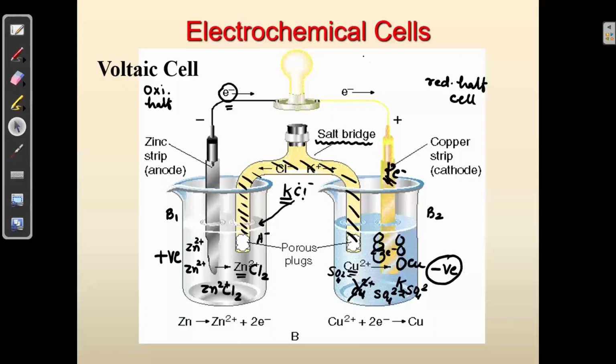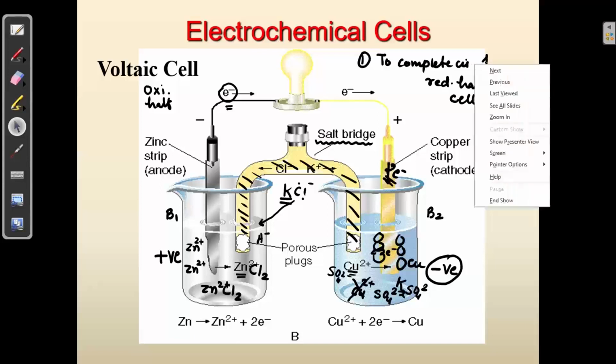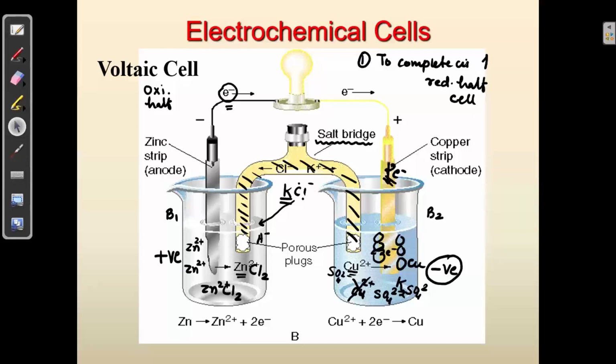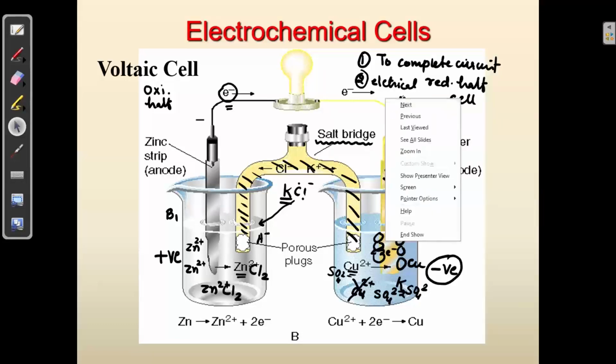So the salt bridge has function one, to complete the circuit. And the second important task is to maintain electrical neutrality.